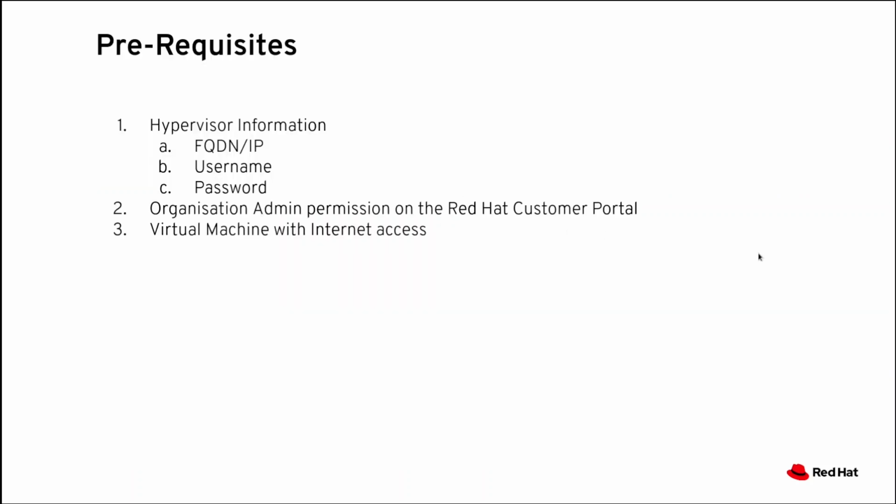There are some prerequisites that are required. First, one should have the hypervisor information like the FQDN and IP of the hypervisor and the credentials that are used to access it. Second, the user should be an org admin or should have the org admin username and credentials to manage the hypervisor profile. Third, a VM. It could be a new or a running instance where internet access should be available. So we will be continuing on the terminal where I will show you how to configure Virt-who.